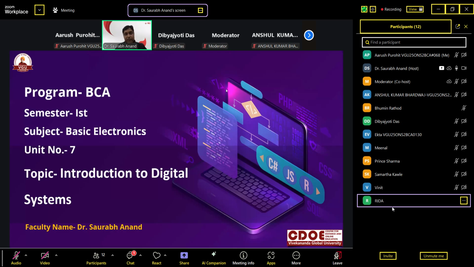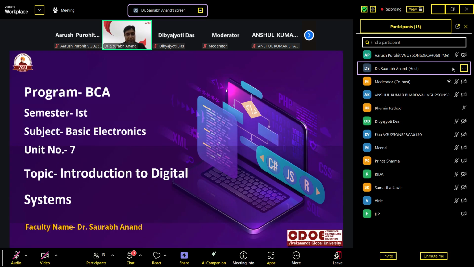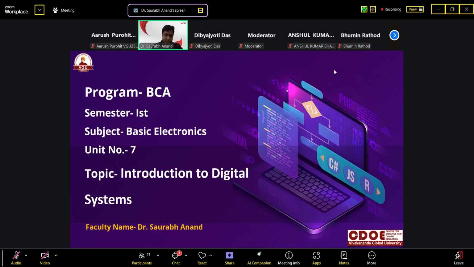And we understood the working of JFET, what is the structure of JFET, how MOSFET is different from JFET, and what are the characteristics, that is input characteristics and output characteristics of JFET and MOSFET. So we discussed all these things in the last 2-3 sessions.